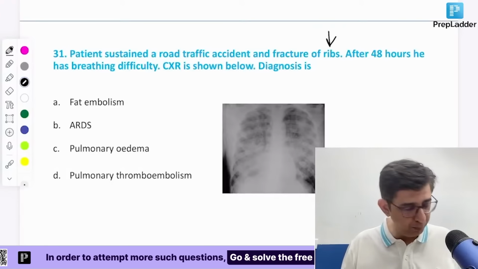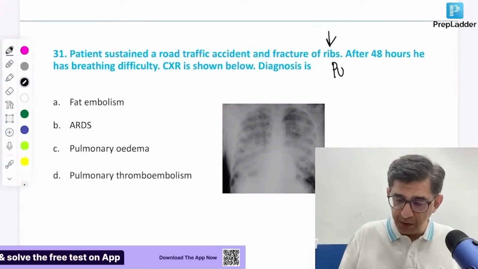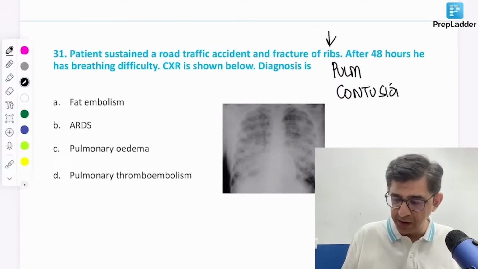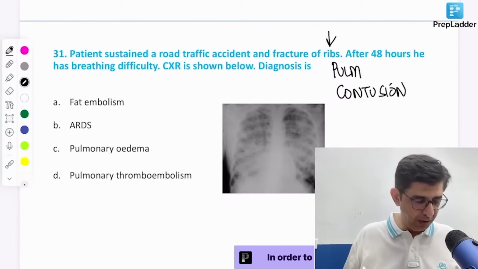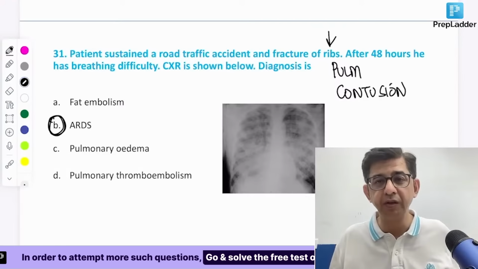You can notice the bilateral X-ray has turned completely white. And there is fracture of the ribs. The patient is having what is called pulmonary contusion. When you read the causes of acute respiratory distress, the fractured ribs will also contribute to injury to the lungs. So there's a pulmonary contusion, and that will cause a non-cardiogenic pulmonary edema, that is acute respiratory distress syndrome.